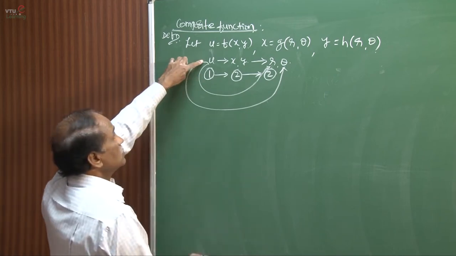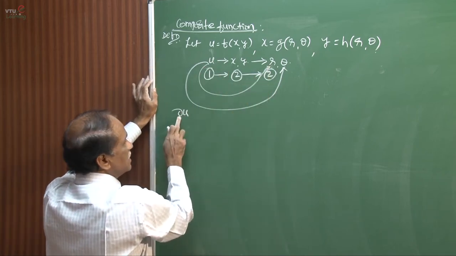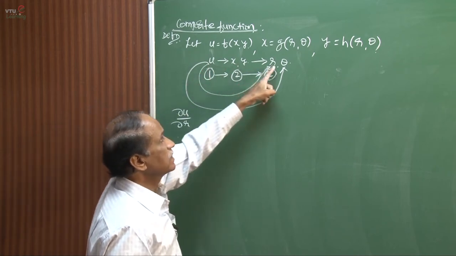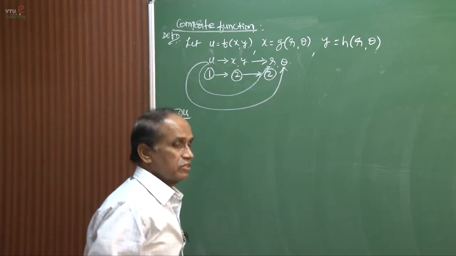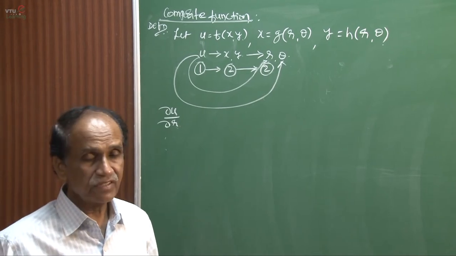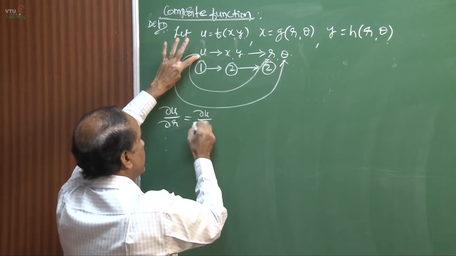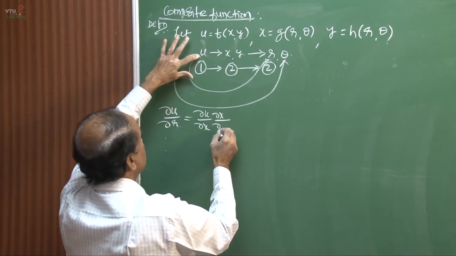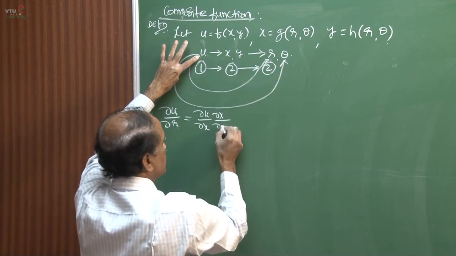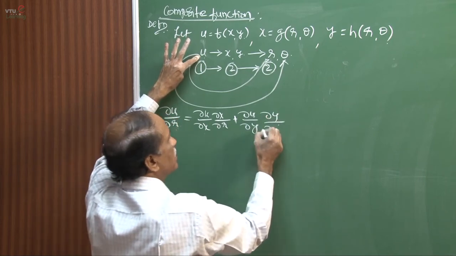Right. Now, I want to take this u with respect to r. Then I cannot take the ordinary derivative du by dr. That means I have to write del u by del r, because u is not directly connected to a single variable. This is two variables. When any function exceeds one symbol, then it is not a total ordinary differentiation, it is a partial differentiation. Then del u by del r is equal to del u by del x into del x by del r, that means del u first with respect to x and x with respect to r, plus del u by del y into del y by del r.